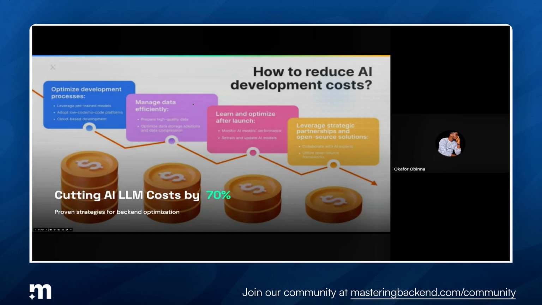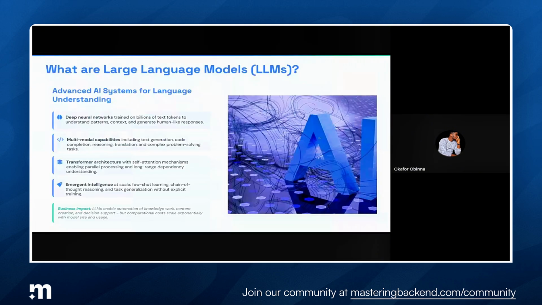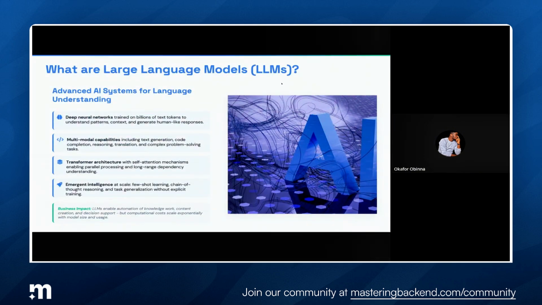Before we look at how to reduce AI usage costs, let's know what LLMs are, because a lot of people have been hearing the term but don't know what it is. LLM simply means large language models. Before I continue, if you have questions, you can jot them down so you don't lose your train of thought, and ask when we get to the question and answer session. LLMs are deep neural networks trained on billions of text tokens to understand patterns, context, and generate human-like responses.